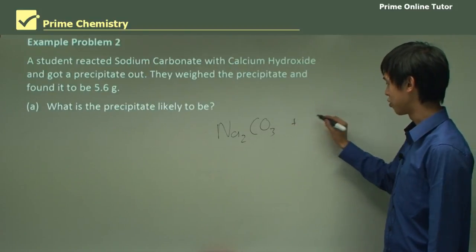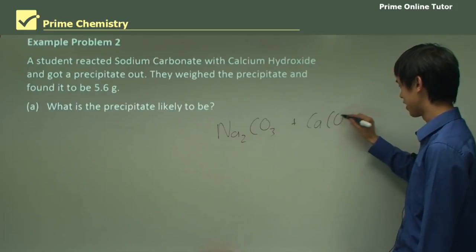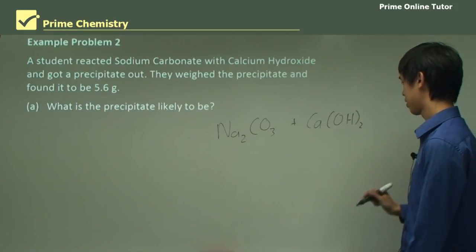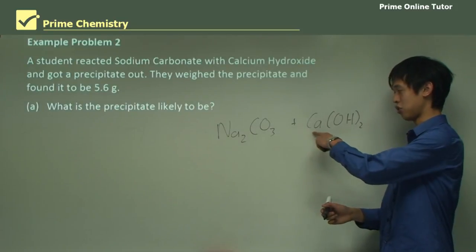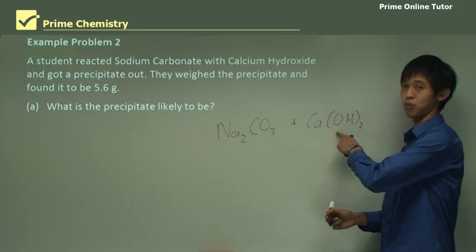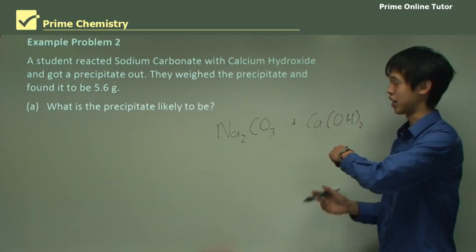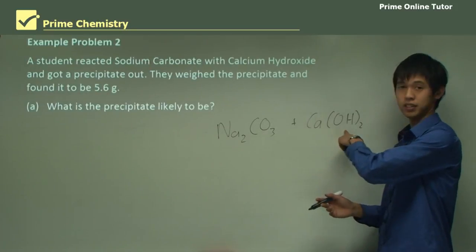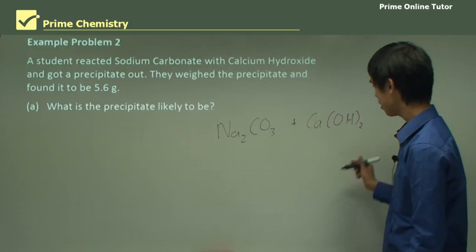And we have calcium hydroxide. So we saw this from the previous lesson. The valence of this is +2. The valence of this is -1. So we need for every 1 of these, 2 of these. Okay?